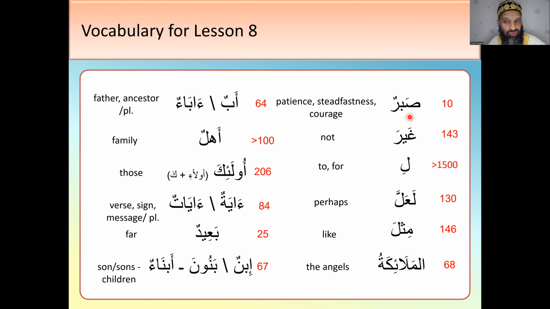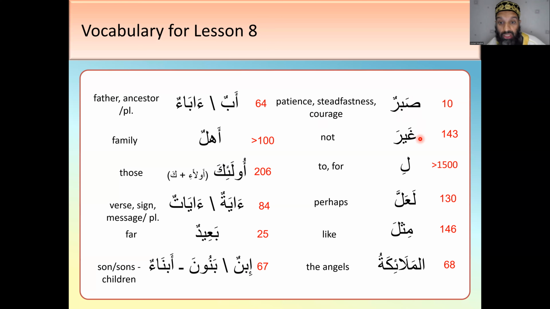Sabrun. Now, this isn't sabara, he was patient. This is sabrun, a verbal noun, a masdar. We don't cover that in this course, that's level 2. Sabrun is patience. When we say do sabr, it's really do sabrun, be patient. Sabrun jamilun is the same one, beautiful patience.